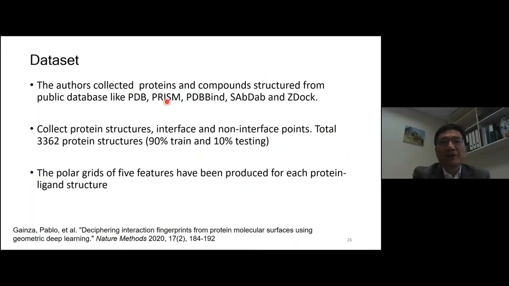And of course, we need to use a variety of data from the protein data bank and a variety of others, even a docking data bank and so on. We collect the protein structures, interface, and non-interface points. So in total, for example, you can have over 3,000 protein structures, with 90% for training and 10% for testing. For technical details, we can talk about that later. So the polar grids of the five features have been produced for each protein ligand structure.